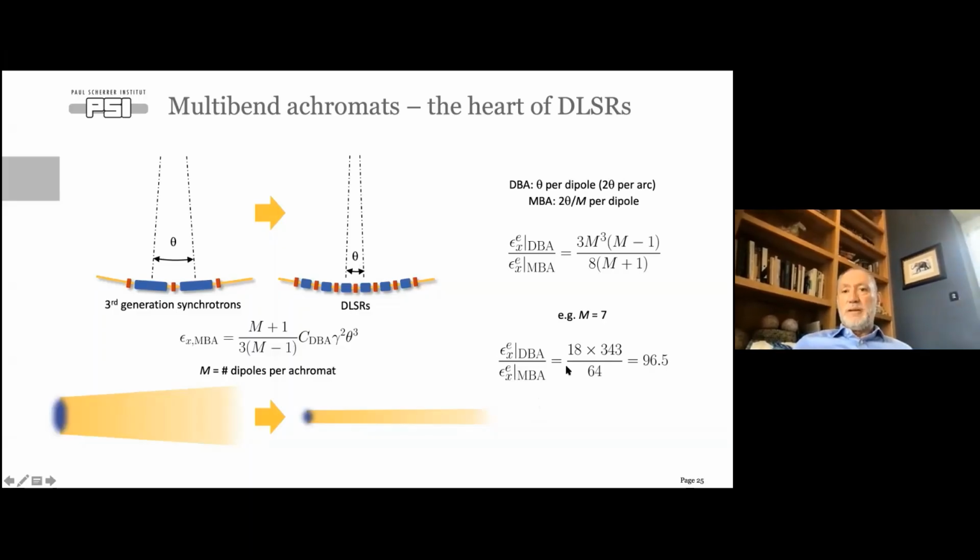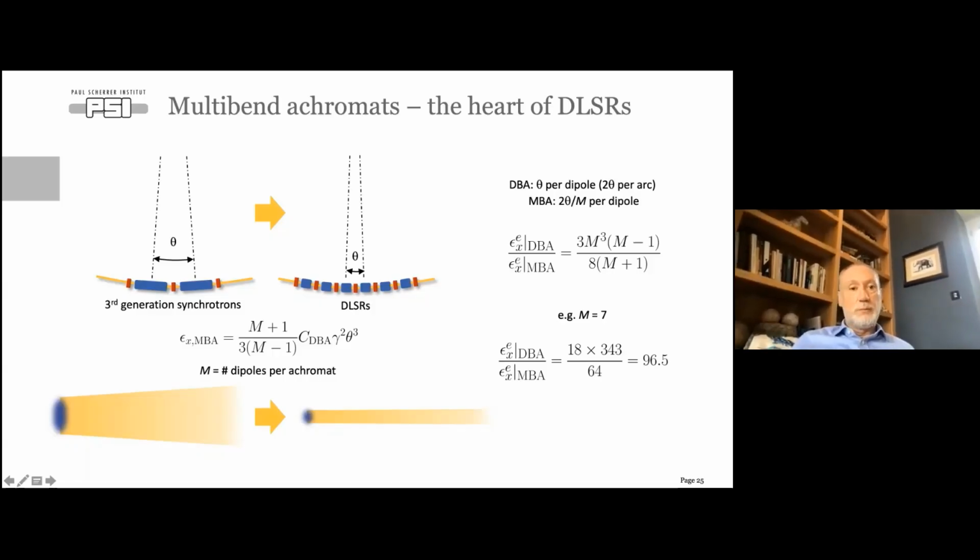So, for example, if we were to replace a double bend achromat with a 7 bend achromat, we would end up with, in theory, an improvement of nearly 100, all other things being equal.